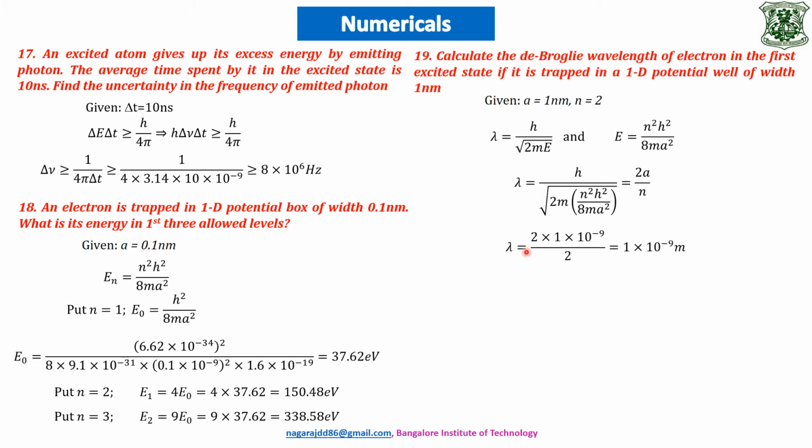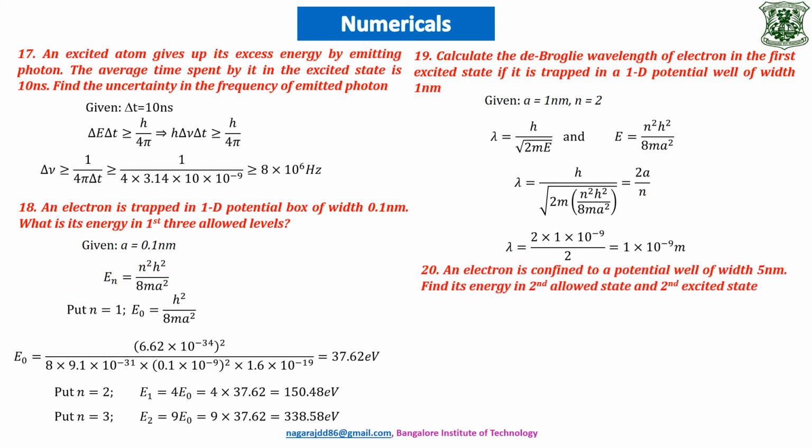So lambda comes out to be 2 into 1 into 10 power minus 9 by 2, that is 1 nanometer. So remember, lambda is just 2a divided by n, where a is the width, n is an integer. For the ground state, n is 1. For the excited state, first state, n is 2. Second excited state, n is 3, and so on. So that's all about question number 19.